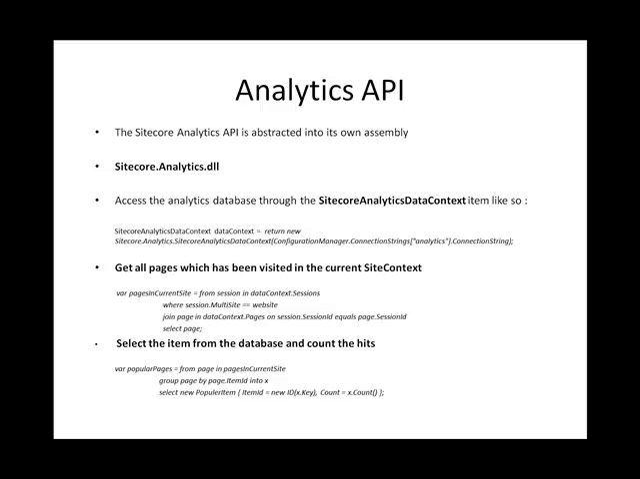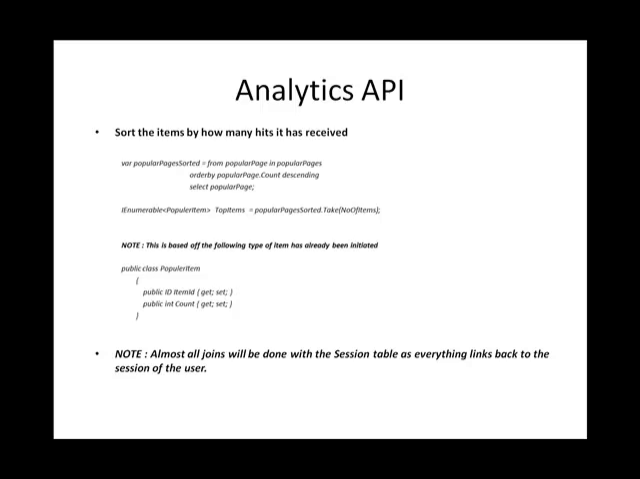Next, I could use this particular query to select the items from the database and count the hits. So, based off the previous link statement that I created, I can return the popular pages and the number of times they've been accessed in the session. Based off this, I can now sort the items by how many hits it has received to generate a popular pages report.